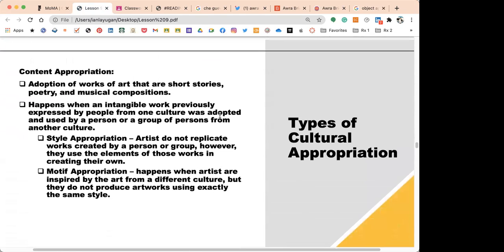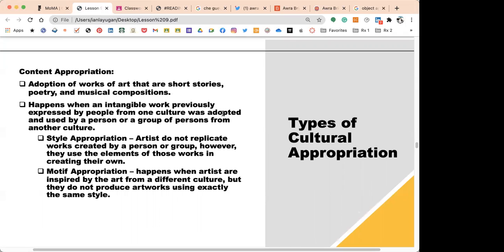Ayan. Another type, content appropriation, is the adoption of works of art such as short stories, poetry, and musical compositions. So these are words. It happens when something intangible, you cannot touch it, previously expressed by people from one culture was adopted and used by a person or a group of persons from another culture. Then style appropriation: artists do not replicate works created by a person or group. However, they use the elements of those works in creating their own. That's what you call style.